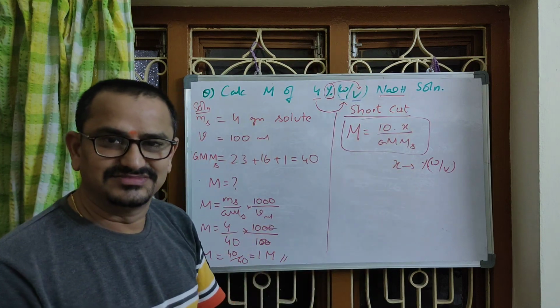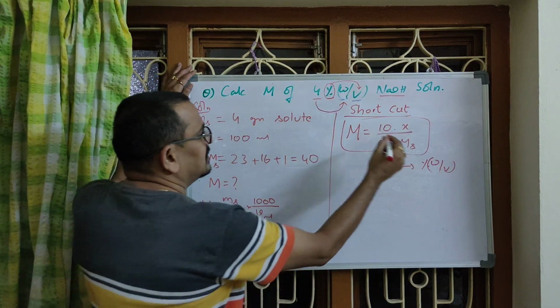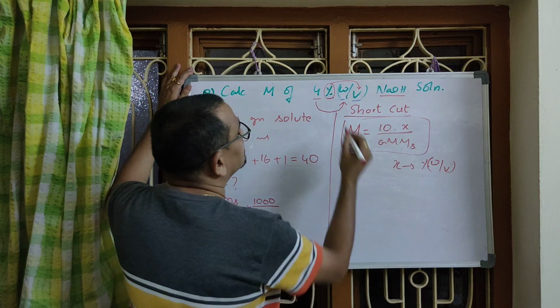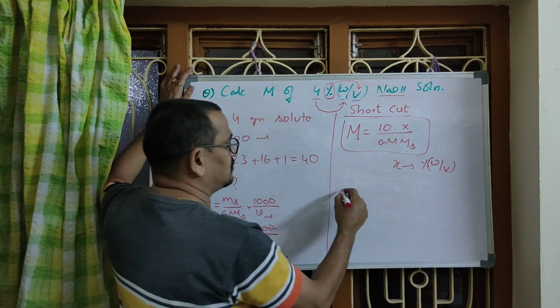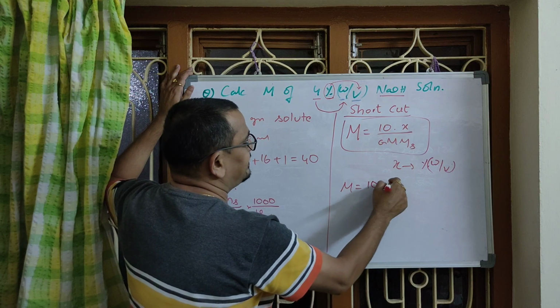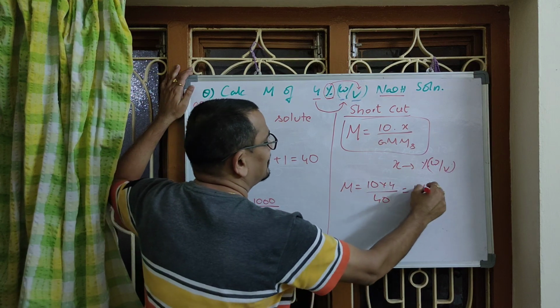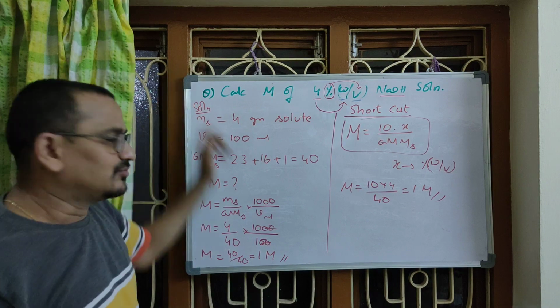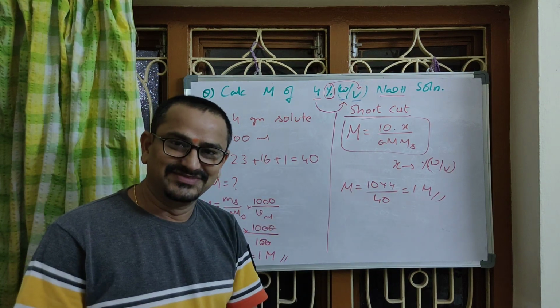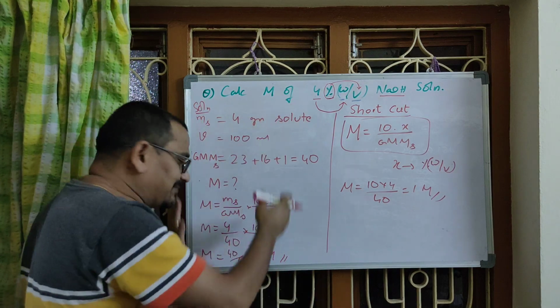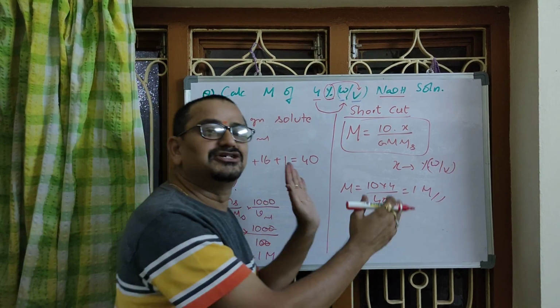See now, for the same question, what is x, percent by volume, given? 4. So, molarity equals 10 into 4 by 40. What is that? 1 molar. One step. We can solve it in maximum 5 seconds if you know this shortcut. Understood? This is a systematic procedure and this is the shortcut.